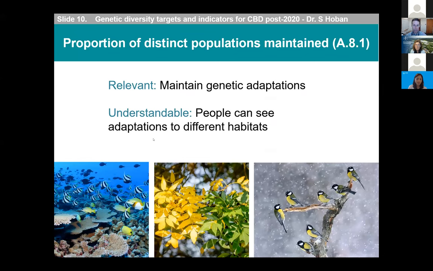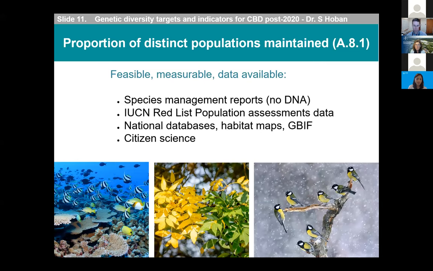Second indicator, the proportion of distinct populations maintained. This is relevant so that we can maintain genetic adaptations to cold or heat or different nutrient availability or predators or pests or things like that. This should be understandable because people can even see different populations are adapted to different habitats and different resources, and maintaining them gives the whole species options for survival in the future. This should be measurable using some of the same data sources, where we just have records of current populations and historic populations.